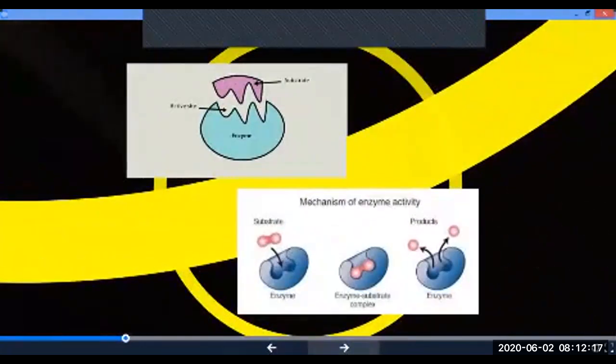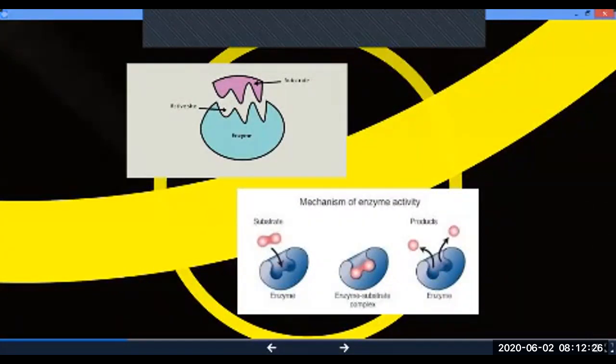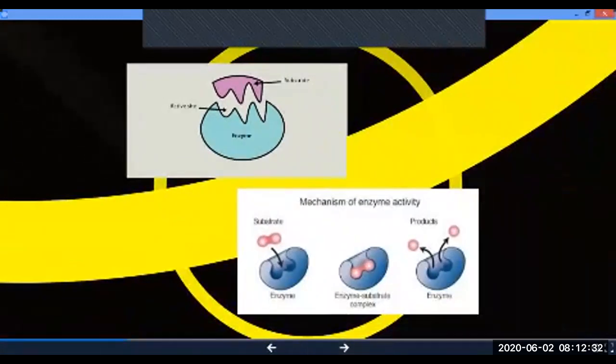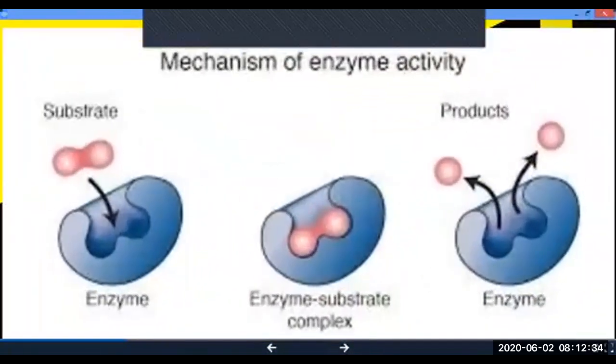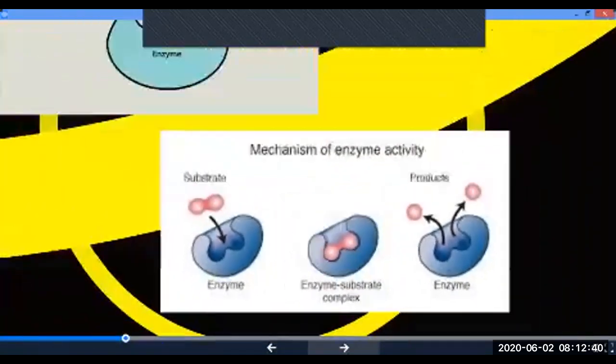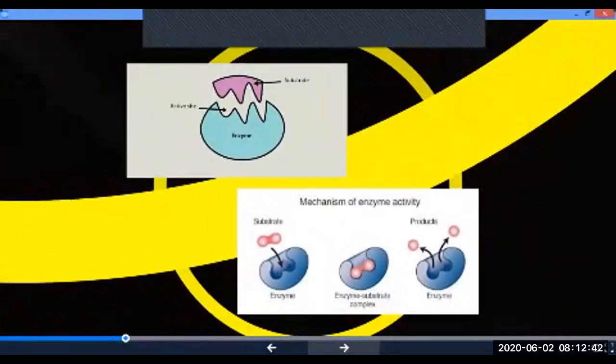This is the enzyme substrate complex. And here it is mentioned as the active site. The specific geometrical shape of the enzyme is called the active site. And then we talked about this enzyme substrate complex, how it is formed, and how the enzyme acts on it and converts it into products.